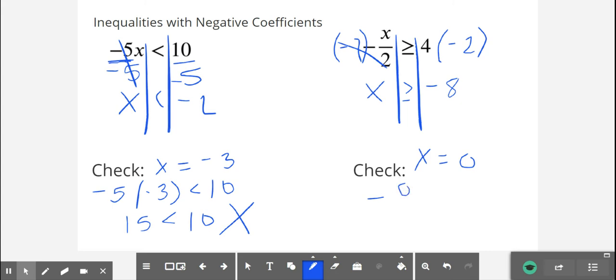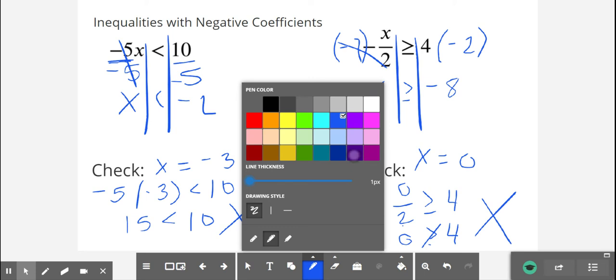So when I replace x with 0, I'm left with negative 0 over 2 is greater than or equal to 4. Negative 0 over 2 is just 0. 0 is not greater than or equal to 4. So once again, this is false.